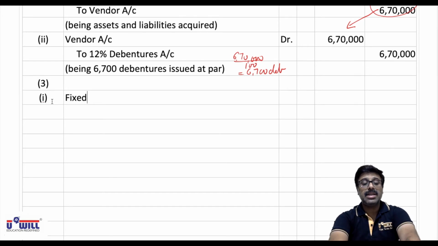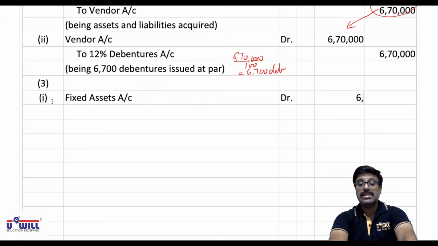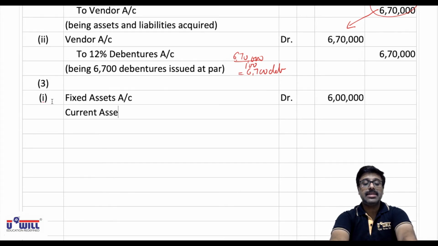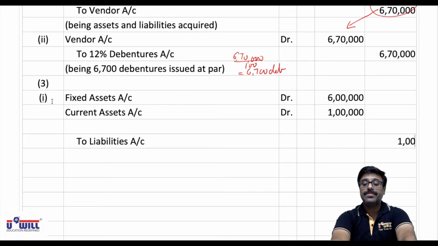Fixed assets become our assets. Assets have debit balance. So fixed assets account debit with 6 lakhs. Current assets become our assets. Assets have debit balance. So current assets account debit with 1 lakh. Now leave one line in between. Then liabilities are payable, credit the payables. So to liabilities account 1 lakh.